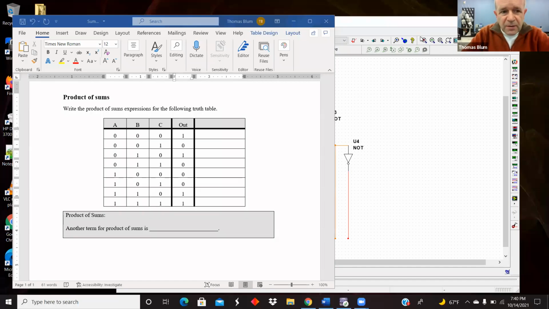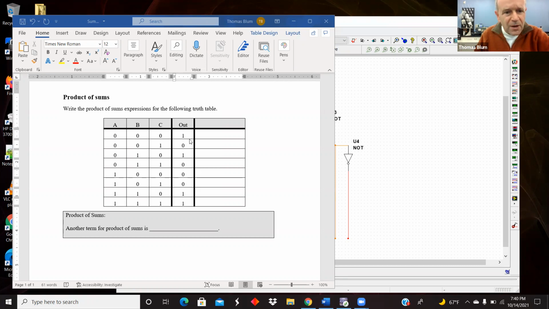I wanted to give a demonstration of finding a product of sums expression for a truth table. So here's my example truth table. It has three inputs, A, B, C. I have to write out all the possible Boolean values. I'm using zeros and ones, and I start with 0, 0, 0, and end up with 1, 1, 1. I do work in a counting order.